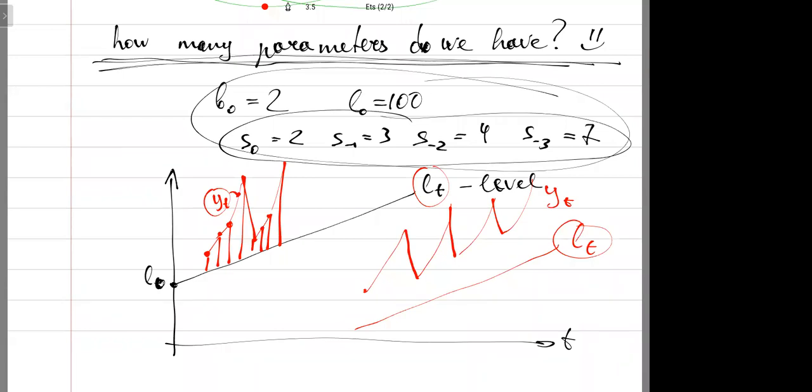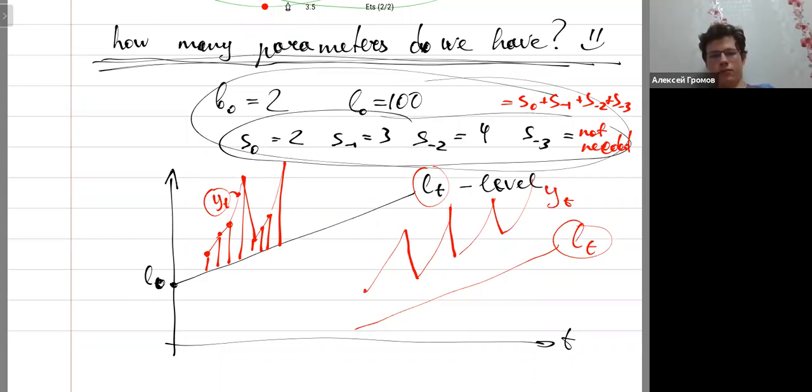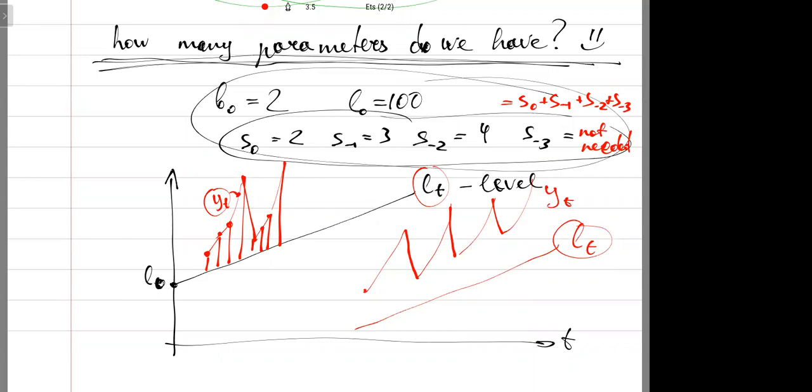Seasonal effects sometimes should be positive and sometimes negative. Okay, so this we don't specify because we just say that S0 plus S minus 1 plus S minus 2 plus S minus 3 must be zero to have interpretable seasonal effects. This is higher than trend, this is lower than trend, and we move up. Because if we are always higher than trend, then trend is not a trend. Okay, you see my point? So it should be 0, right? Yeah, that should be 0.